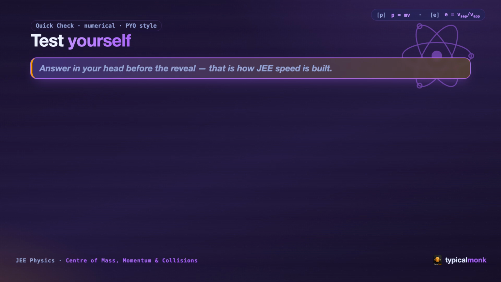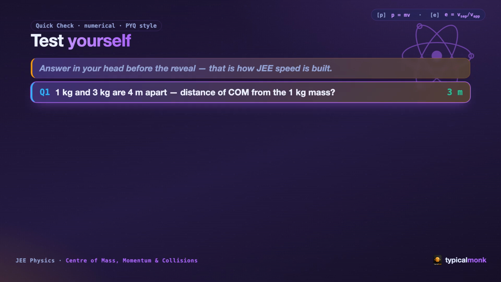Time to test yourself, rapid fire, and every answer today is a number. Here is the rule. I ask, you answer in your head before the reveal. No pen, no paper, just what you built today. Question 1. A 1 kilogram mass and a 3 kilogram mass sit 4 meters apart. How far is the center of mass from the 1 kilogram mass? 3/4 of the way, so 3 meters.